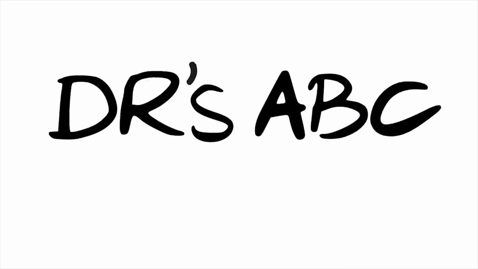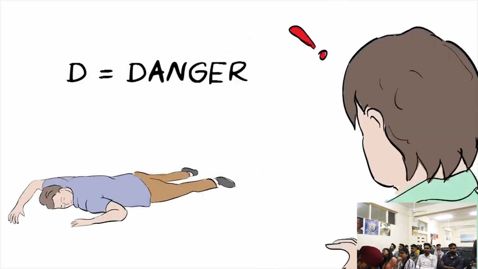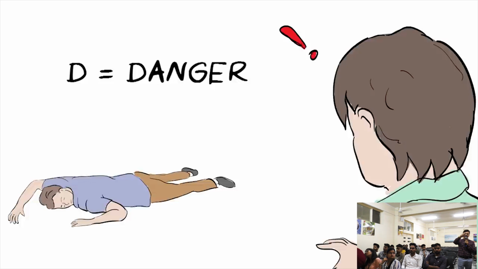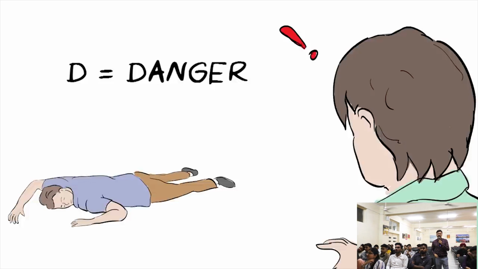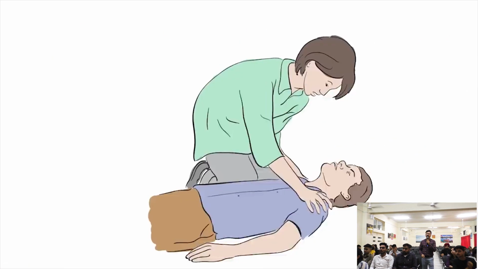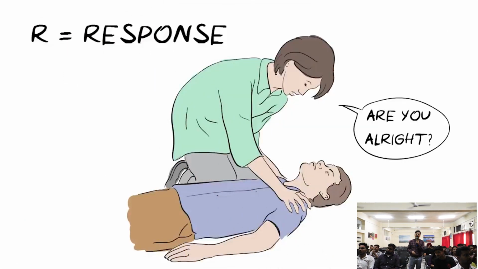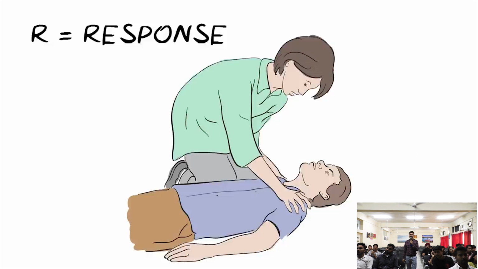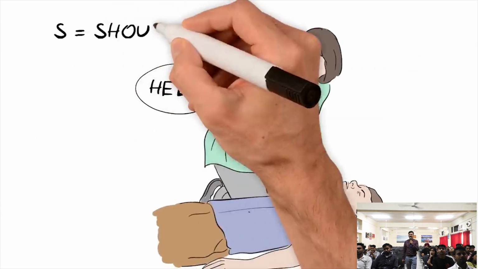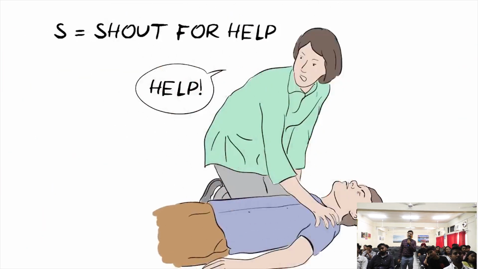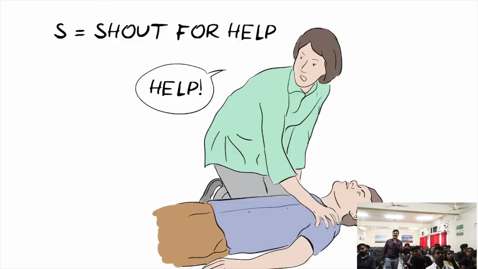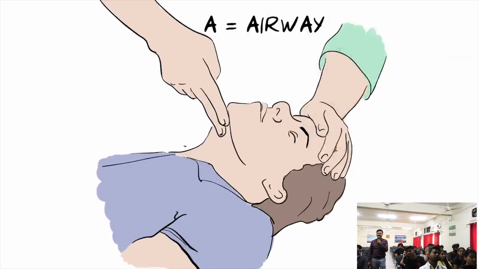So what is D? D stands for danger. So we have to look around for danger, so that sometimes there can be some calamity and there may be danger to your life if you go and stab there. Then you have to see the response. You call the patient, and if the patient is not responding back, then you shout for help. So this is doctors. And then A stands for airway.